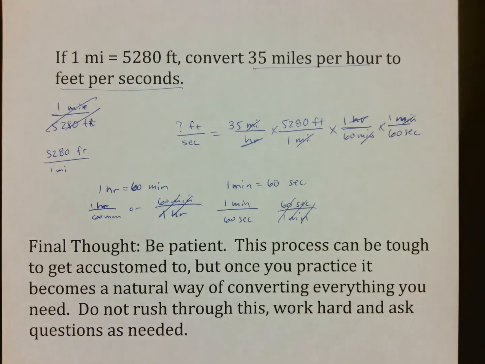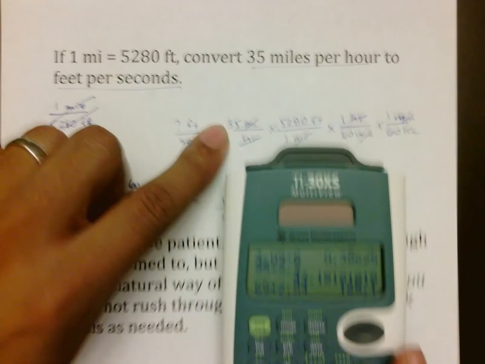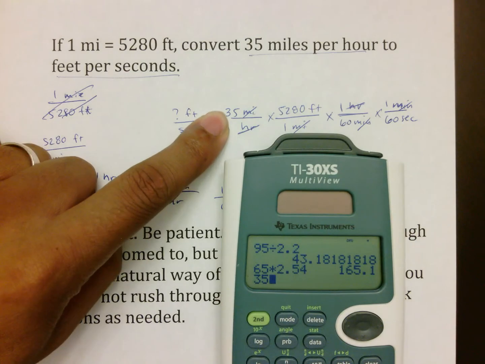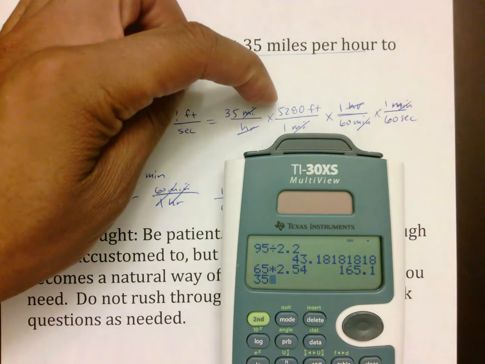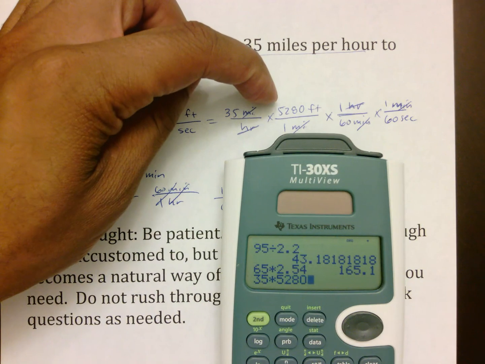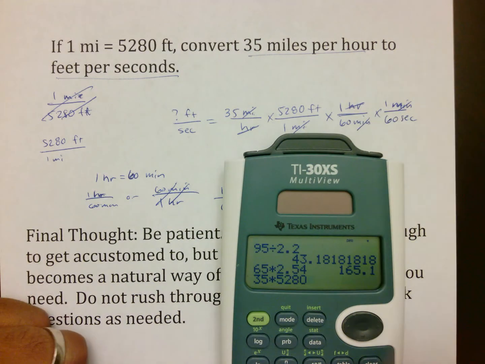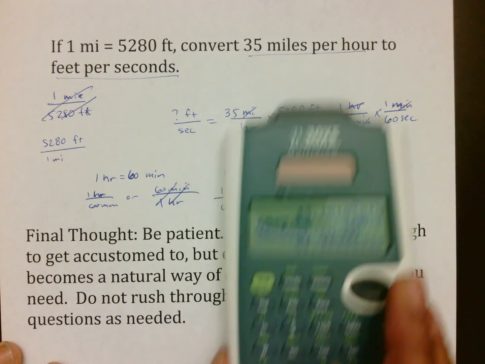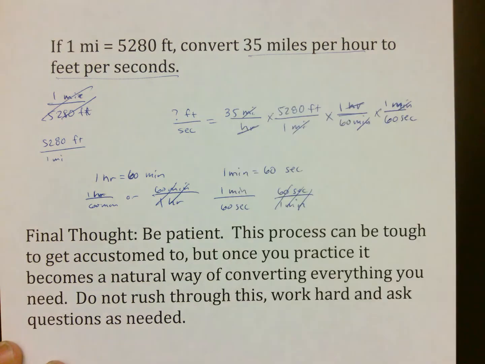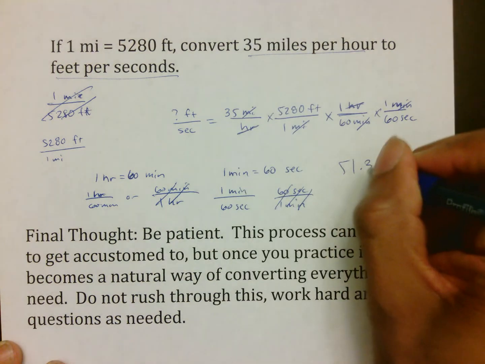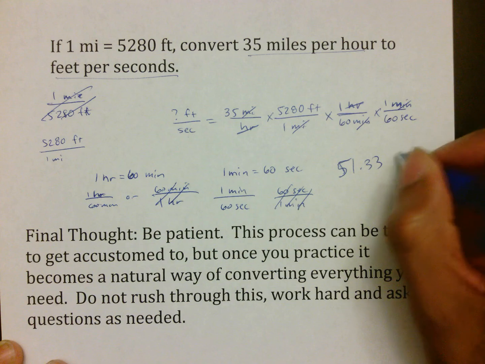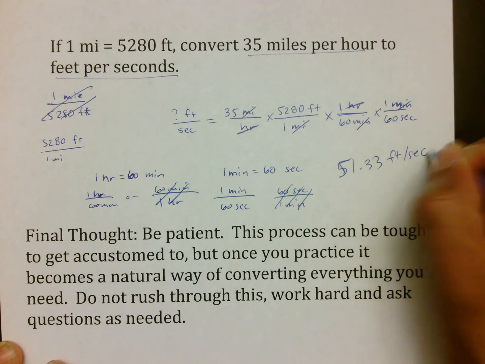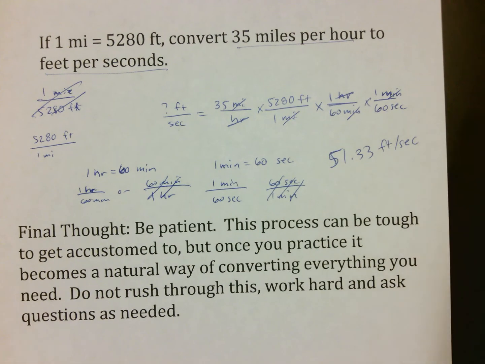And from there we type it into our calculator. Now this is where the multiply divide thing comes in handy. First off, type in your 35. Second, 5,280 is on the top, so we multiply by 5,280. 60 is on the bottom, so we divide by 60. This 60 is also on the bottom, so we divide by 60. And whatever answer you get ends up being your final answer there. So 51.33 feet per second if you're going 35 miles per hour.